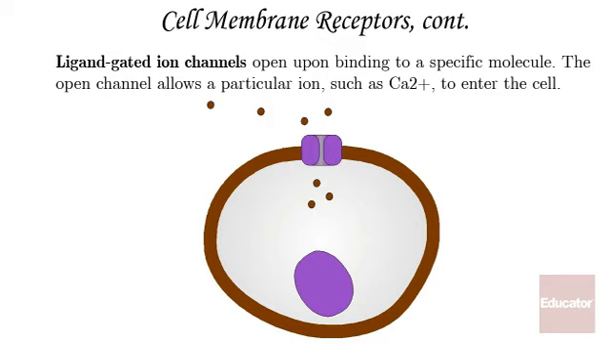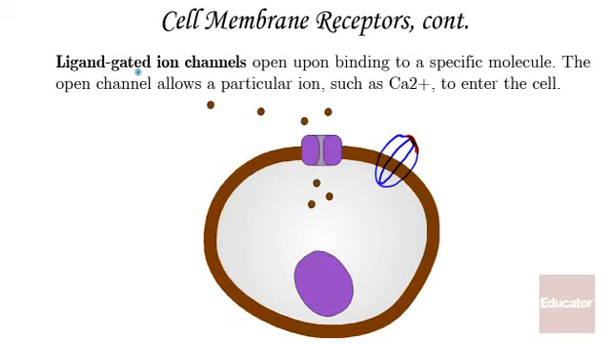The third type of receptor that we're going to talk about are ligand-gated ion channels. These function differently than the other types that we discussed. These open upon binding to a specific molecule. And they're called gated channels because they open and they close much like a gate. So they exist in two forms. So here's the channel, and in its closed form, molecules cannot get in. In its open form like this, certain ions, particular ions such as calcium, can enter the cell.